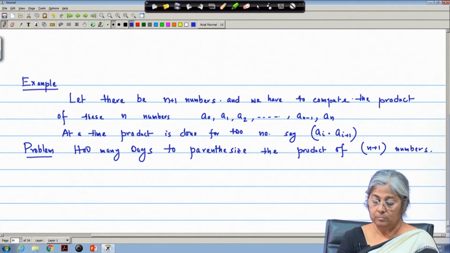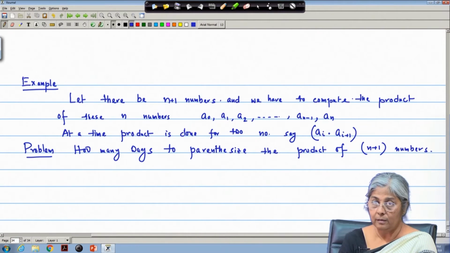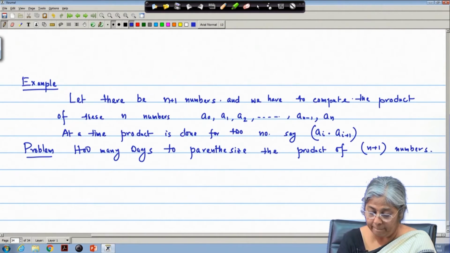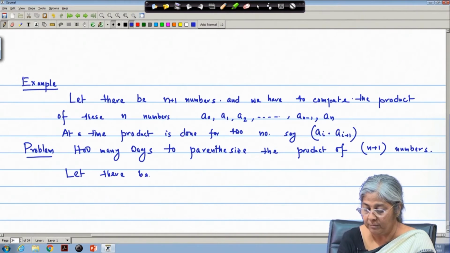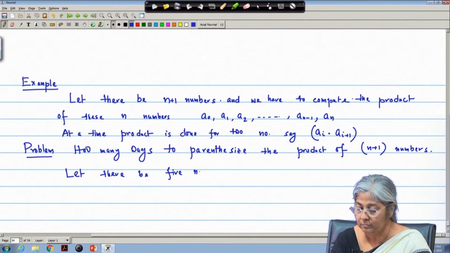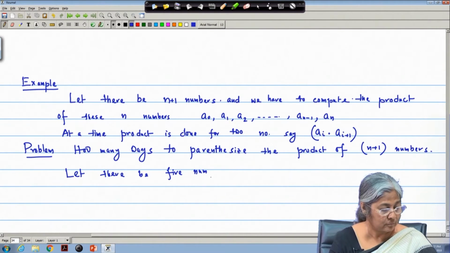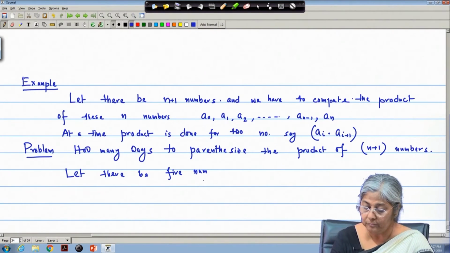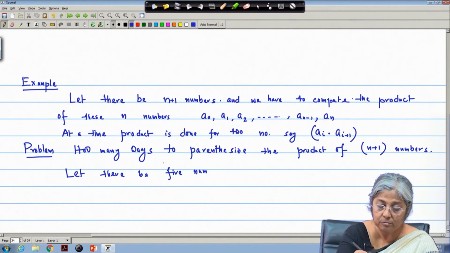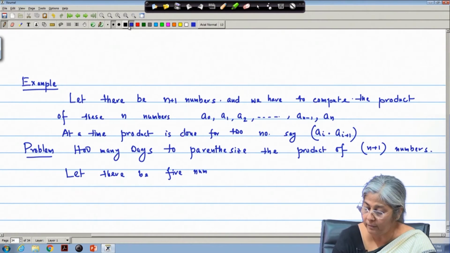We try to explain with some example. Let there be 5 numbers. Or take phone numbers, then it will be easier to explain that.